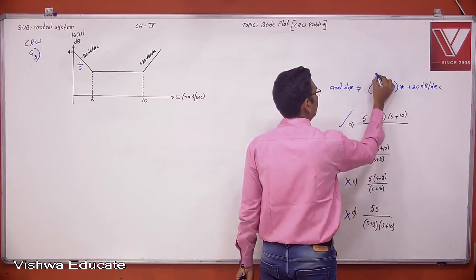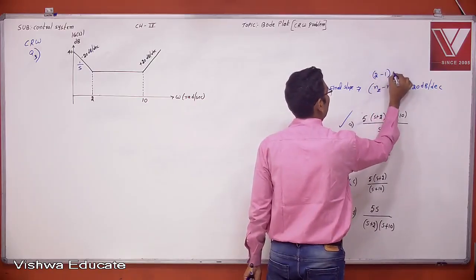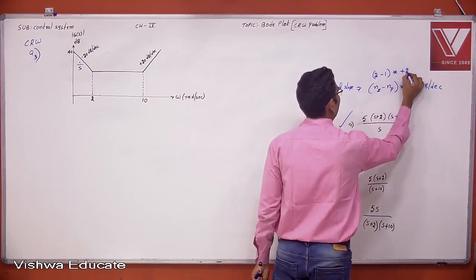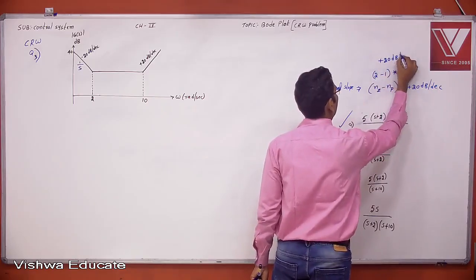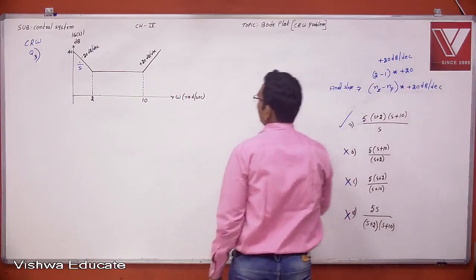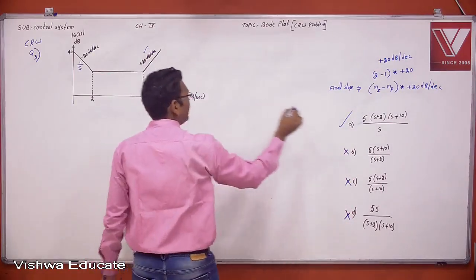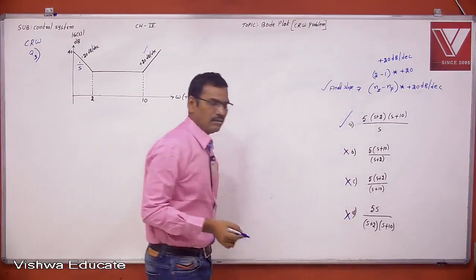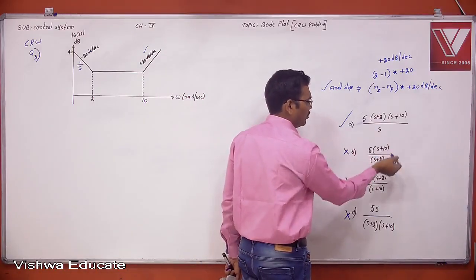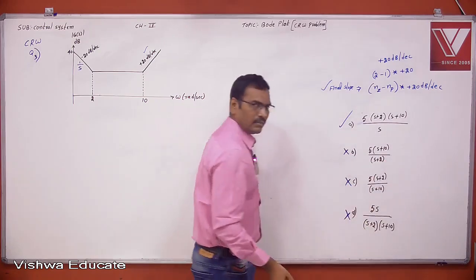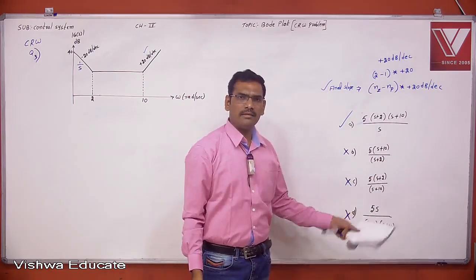Now two zeros, one pole multiplied with plus 20, therefore plus 20 dB per decade is the final slope. Is it matching or not? Again it is matching. This is the ideal transfer function, it will not make a final slope 0. This is 0, wrong. And this is 2 poles 1 zero, that is also wrong.